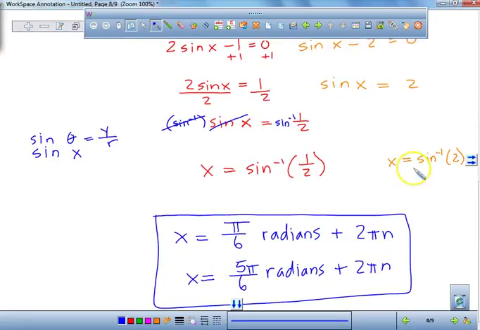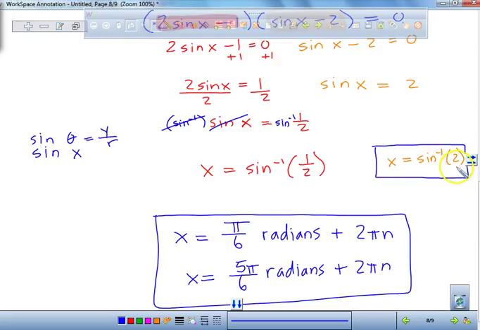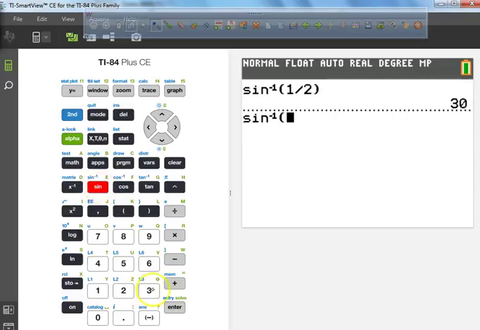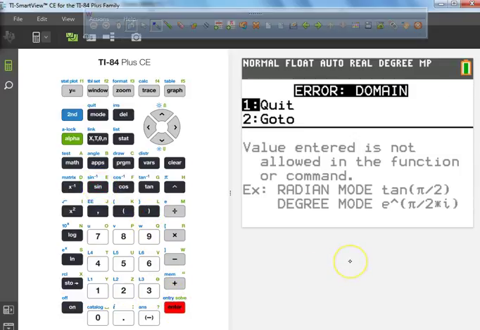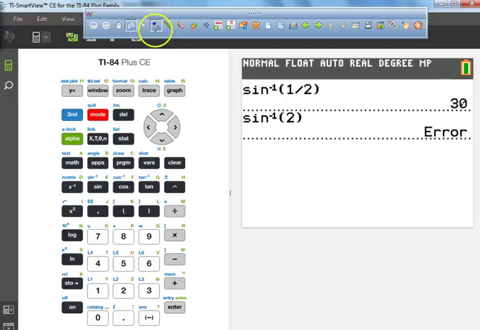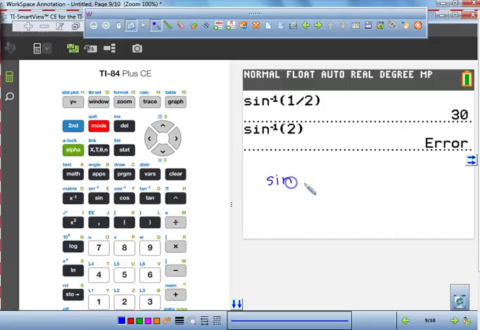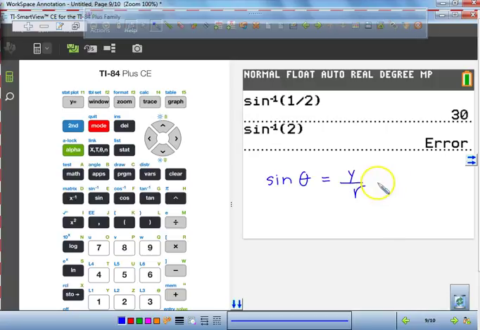Now, over here, did anybody try to do x equals the inverse of sine of 2? Did anybody do that? If you do that, look what happens. We have inverse sine, I put a 2 in there. All right? Oh, that didn't work. By the way, what does sine of theta actually compare? Y and what? Y and R. So can the Y value over the R value ever equal a 2?